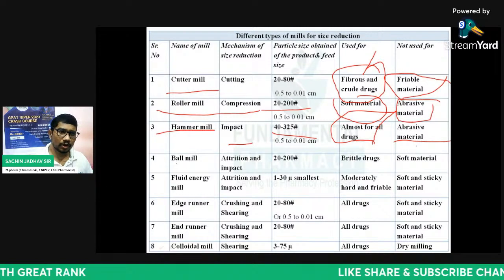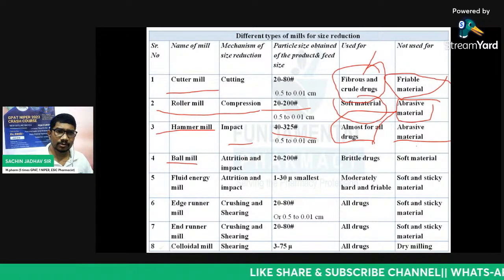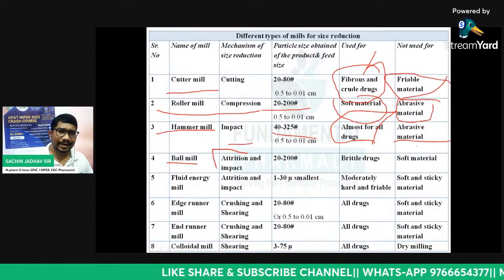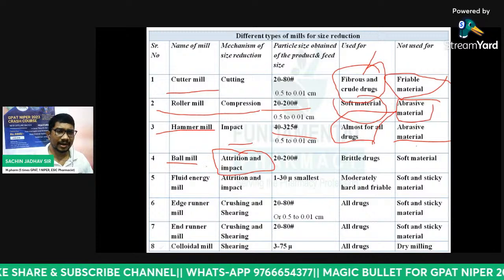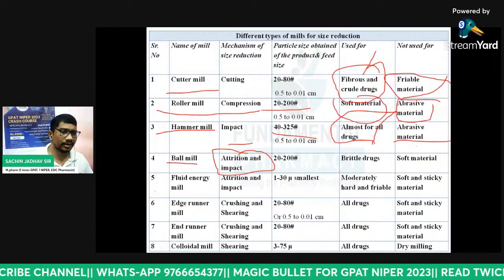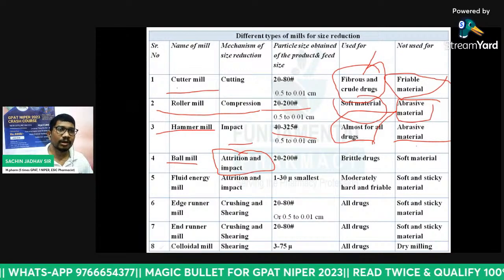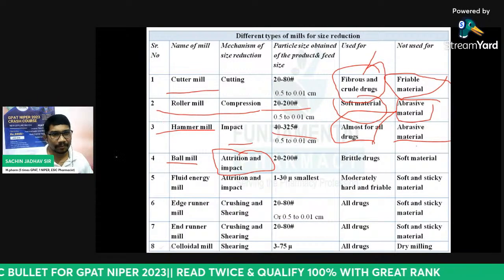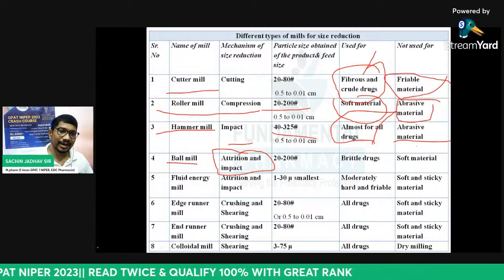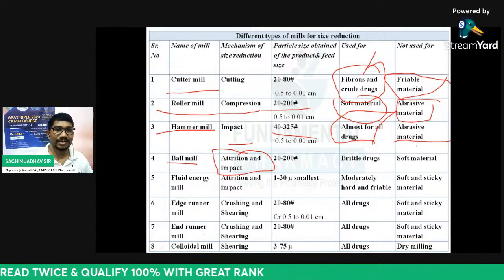Now next होता है आपका ball mill. So ball mill, what is the mechanism of size reduction? Attrition as well as impact. देखो इसके ऊपर भी क्वेश्चन आ चुके हैं. What is the mechanism of size reduction in the ball mill? तो देखो कटर मिल में कटिंग मैकेनिज्म है, रोलर मिल में कंप्रेशन है, हैमर मिल में इम्पैक्ट मैकेनिज्म है, बॉल मिल में एट्रिशन एज वेल एज इम्पैक्ट.